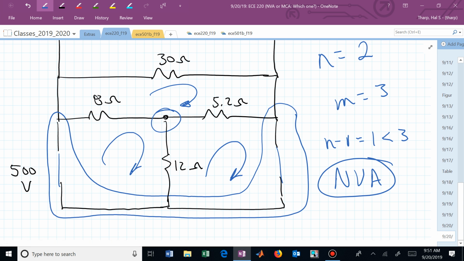But you have to now put it back into play, put everything back, activate all your sources, and then analyze it using node voltage analysis with one unknown node voltage.